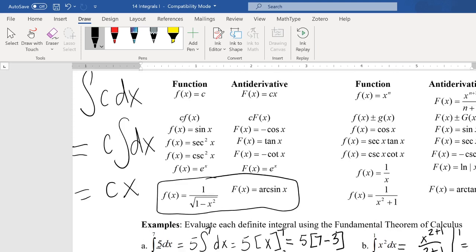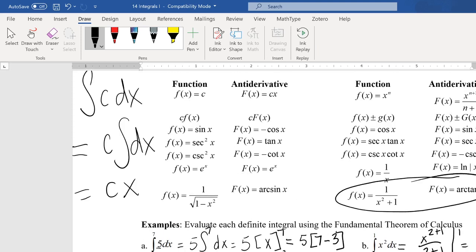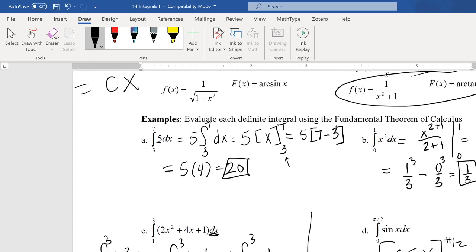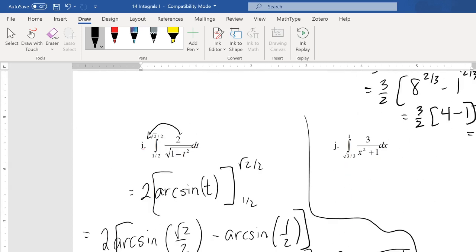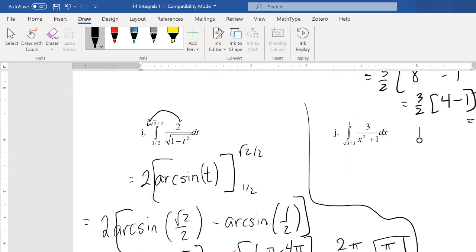That last one looks an awful lot like the arctan. So 1 over x squared plus 1. So this is 3 over x squared plus 1. Again, that 3 could be thrown out in front. So that's 3 times the arc tan of 1 minus the arc tan of root 3 over 3.